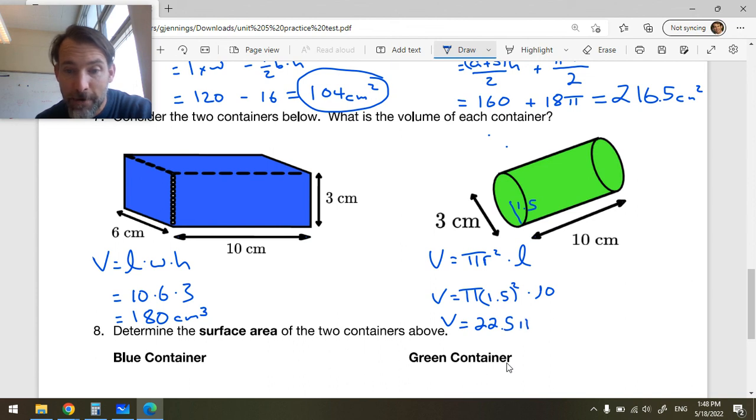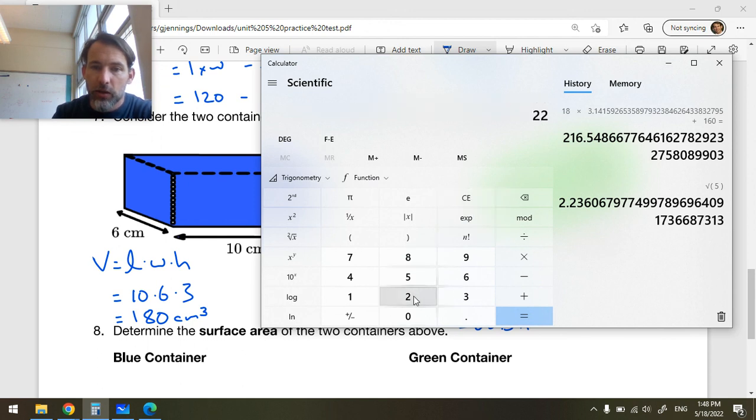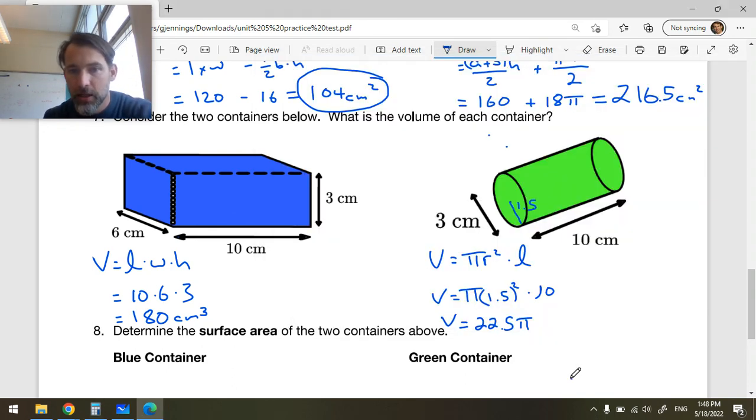22.5 times pi. Now go to your calculator and do that with the pi button. Clear. 22.5 times pi equals 70.7. Okay? Equals 70.7 centimeters cubed. All right.